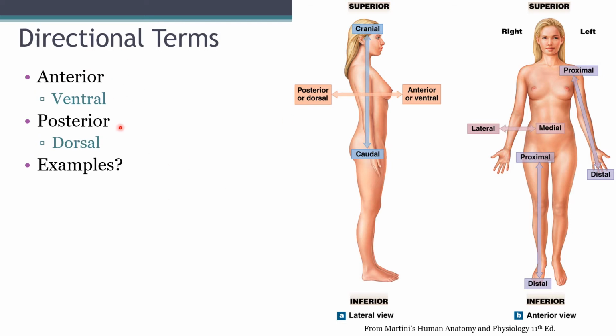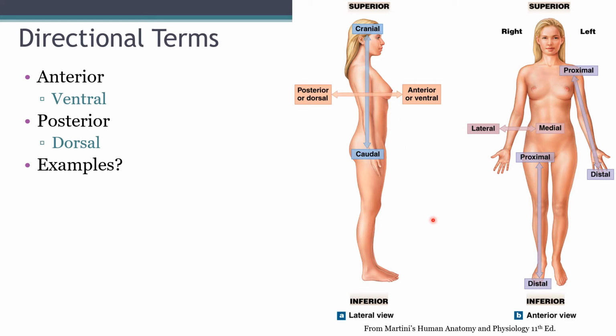Next directional terms are anterior and posterior. So anterior means closer to the front. Now, again, in humans, because we walk on two legs, anterior and ventral mean the same thing. So ventral actually means closer to the belly, which again, because we walk on two legs, is our front.